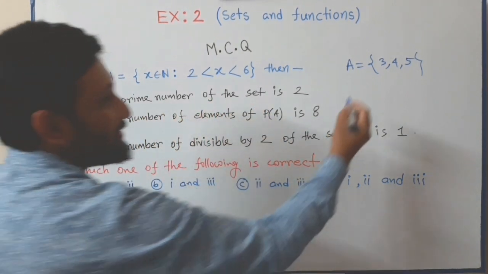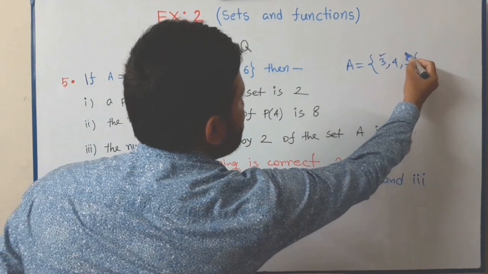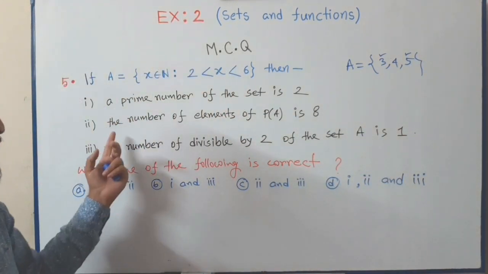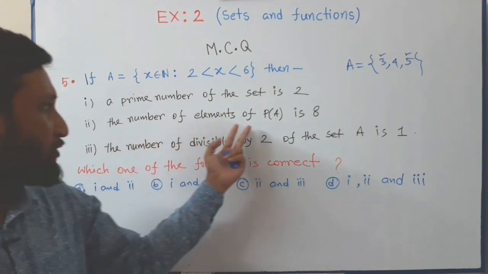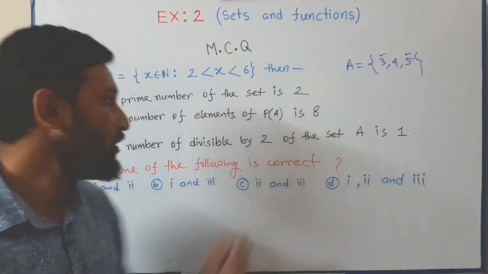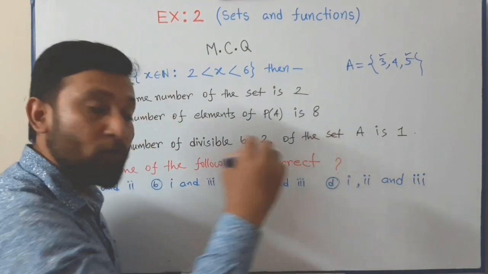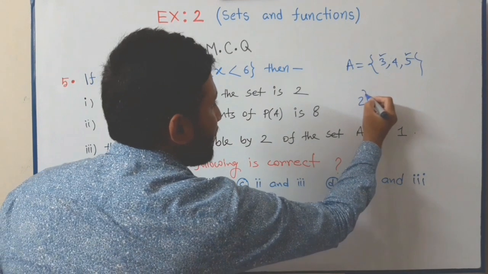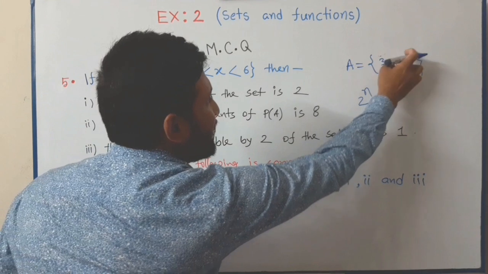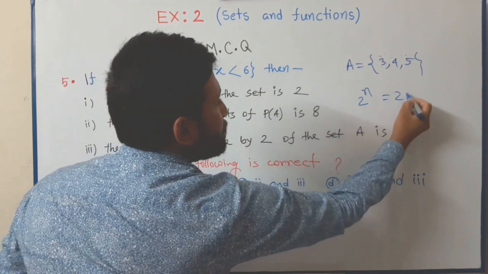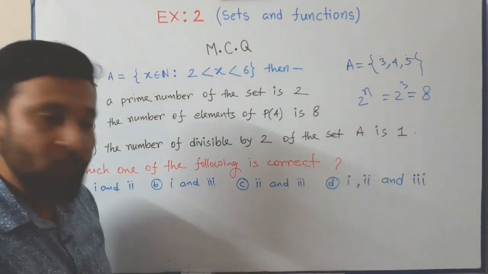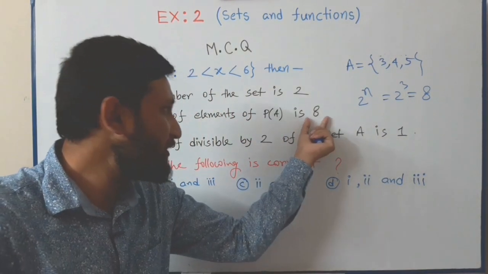So first one, the number of prime numbers of the set A is 2. Here it is clearly seen that 3 and 5, these two are prime numbers. So first one is right. And then second one, the number of elements of P of A is 8. P of A means power set of A. We know the power set follows the formula 2 to the power n, where n is the number of elements. Here the number of elements of set A is total 3, that means 2 cube. So we can write the power set has total 8 elements. So the number of elements of P of A is 8.